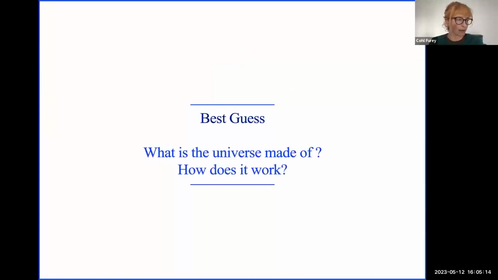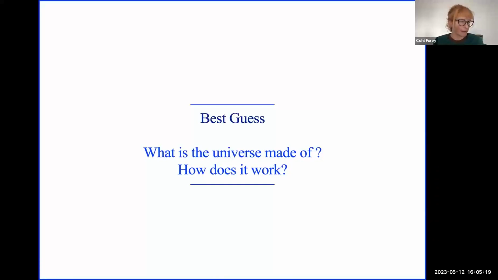So with this said, as theorists, every once in a while, it's good to take a step back and ask, what is my best guess to the following question? That is, what is the universe made of and how does it work?